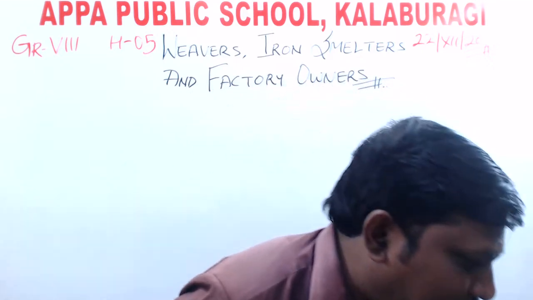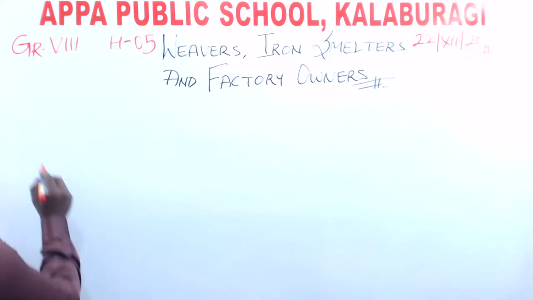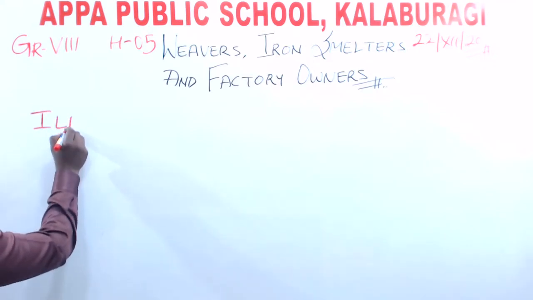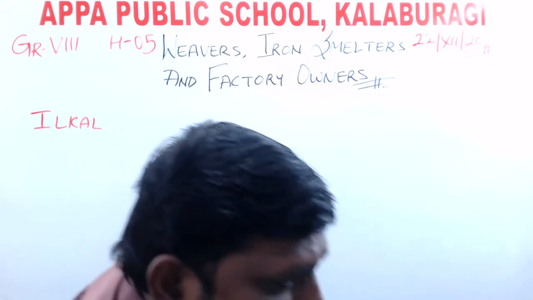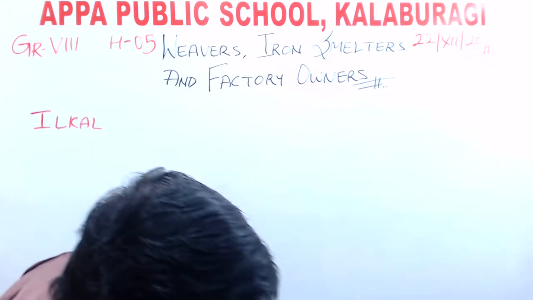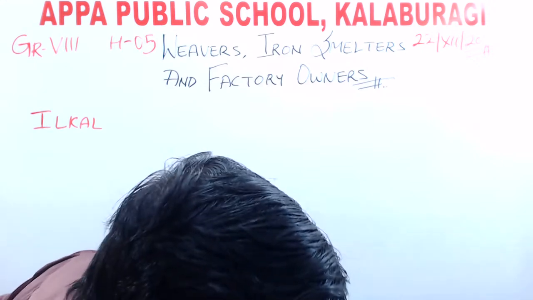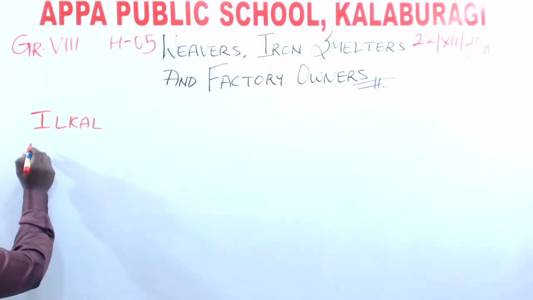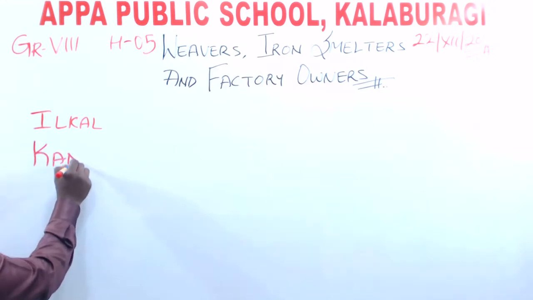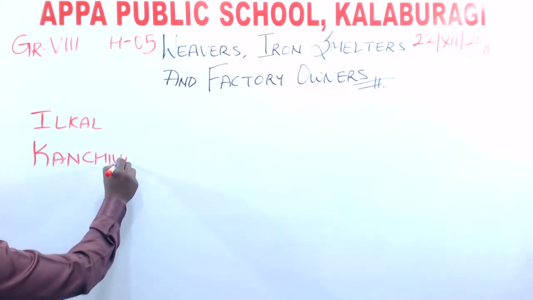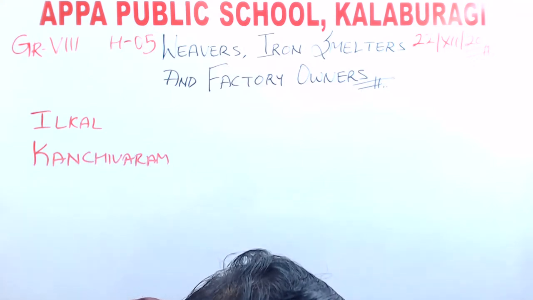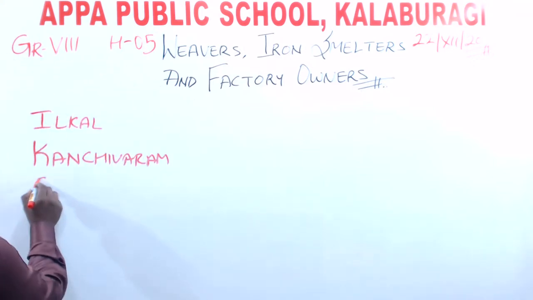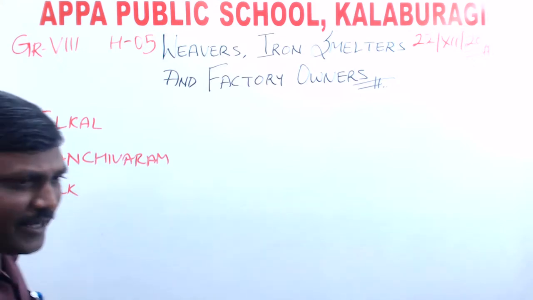Okay, Ilkal. The name I will write here, Ilkal. Good. Ilkal is one name, given by Sharnu Balganur. Okay, Kanchipuram, Sayyid Ali Sheikh. Kanchipuram. Again, I want more names. Ilkal is a silk sari. Okay, silk sari.